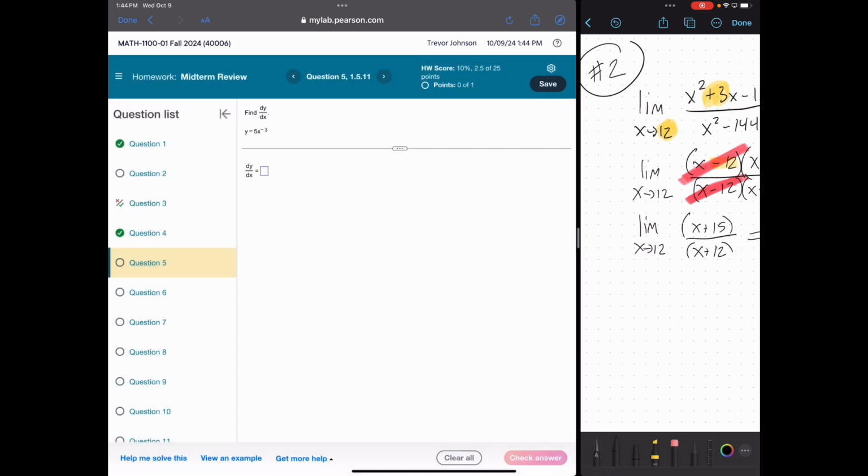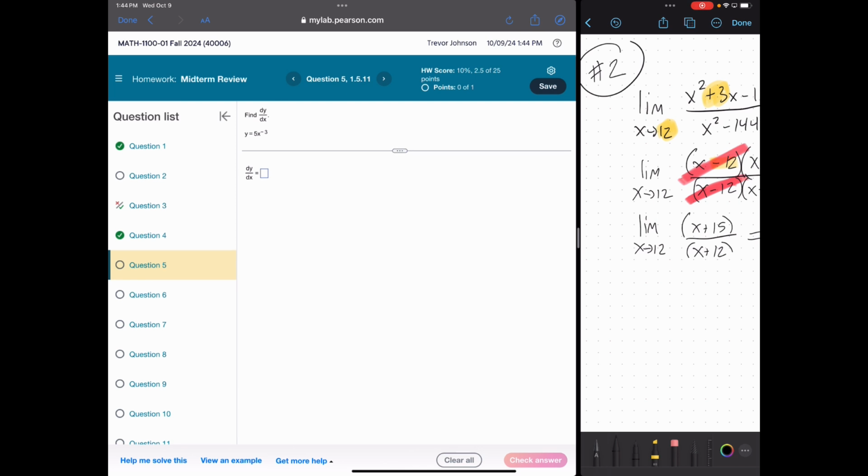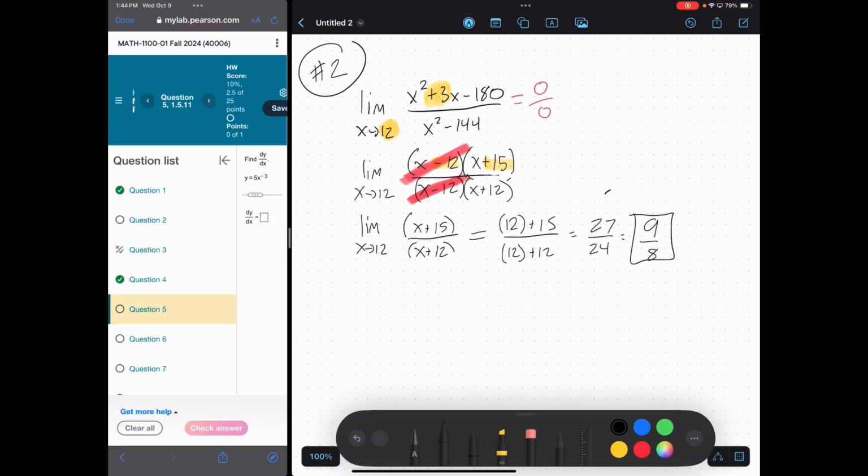Okay, now we get into just some basic derivatives, making sure we know our derivative rules. Okay, so here we have 5x to the negative 3.